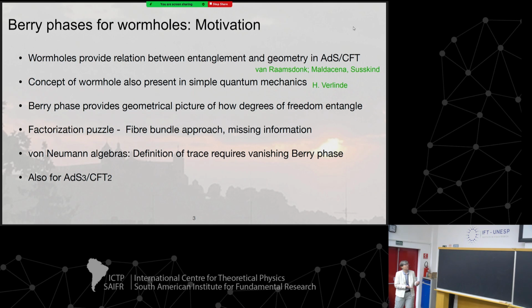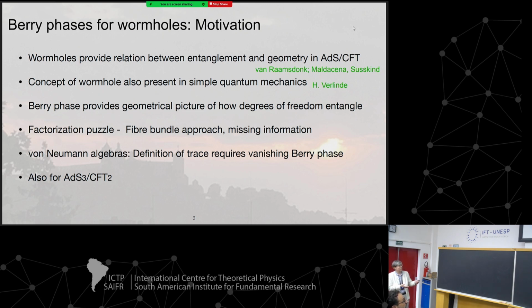Okay, so let me motivate further why it's interesting to look at Berry phases for wormholes. As I already mentioned, wormholes are an example that provides a relation between entanglement and geometry in the ADS-CFT correspondence, and I'm studying this particular relation here, so this is a kind of prototypical example. I'm also going to refer quite a bit to some very nice papers of Herman Verlinde, who is also here, and who showed us that this concept of a wormhole is present already in very simple quantum mechanical systems, and I will show you briefly how.